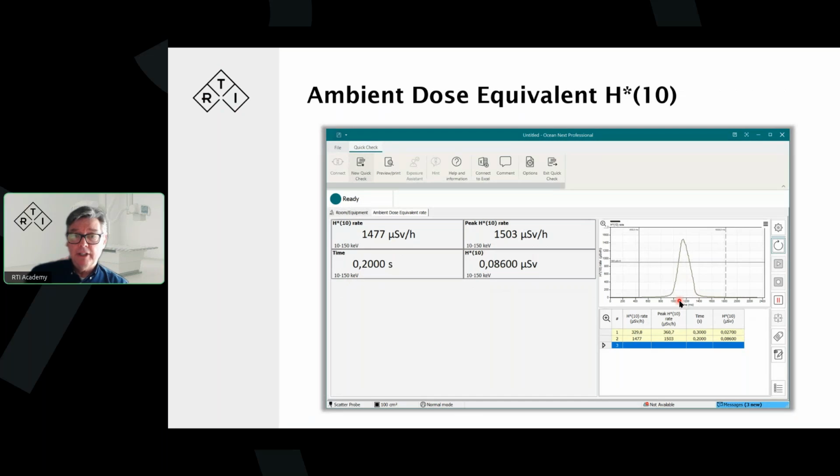And what do we have here? Again, it's with the ambient dose equivalent. It gives us some values here, quite a low value. But again, looking at the response time, we see that it's in the order of magnitude of half a second or similar. But that gives you then an understanding of what's going on.